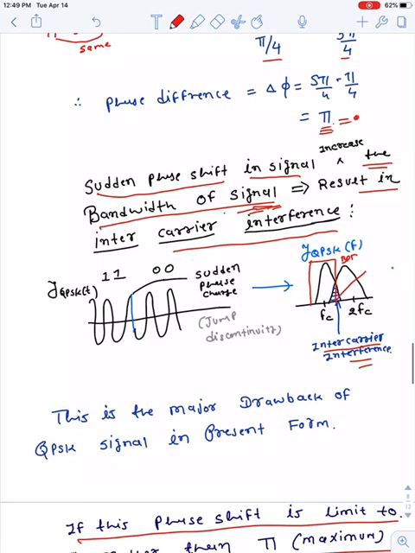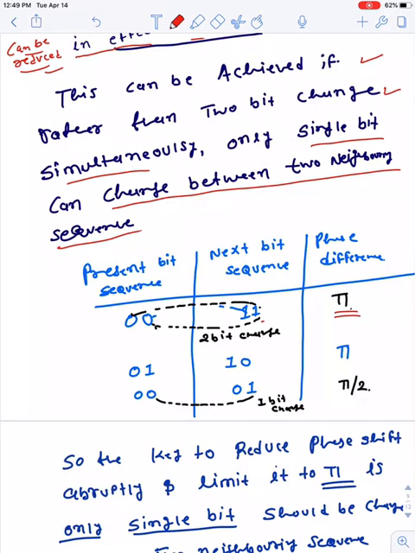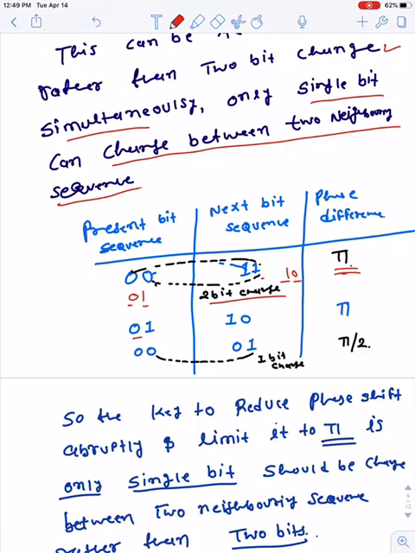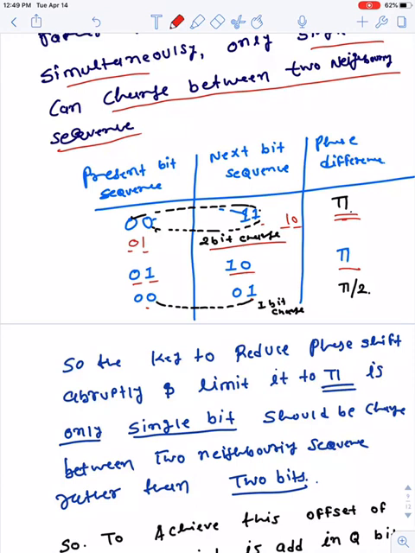So if we go from 00 to 11, we have a pi degree phase shift because the 2 bits are changed here. The same can happen from 01 to 10. Then we have a pi degree phase shift because 0 changes with 1 and this one is also changed with 0. But if you go from 00 to 01, only a single bit is going to change. The first bit remains the same, the second bit is going to change. So we have a pi by 2 degree phase shift.